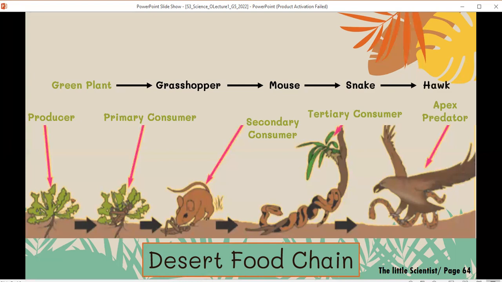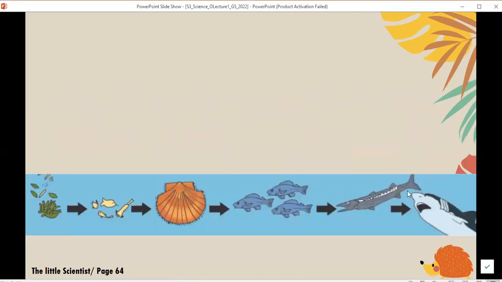So the green plant is the producer. The grasshopper is the consumer number one, primary consumer. The mouse is the secondary consumer. The snake is the tertiary consumer. The hawk is the apex predator. It's not getting eaten. It doesn't get eaten by any other animal.